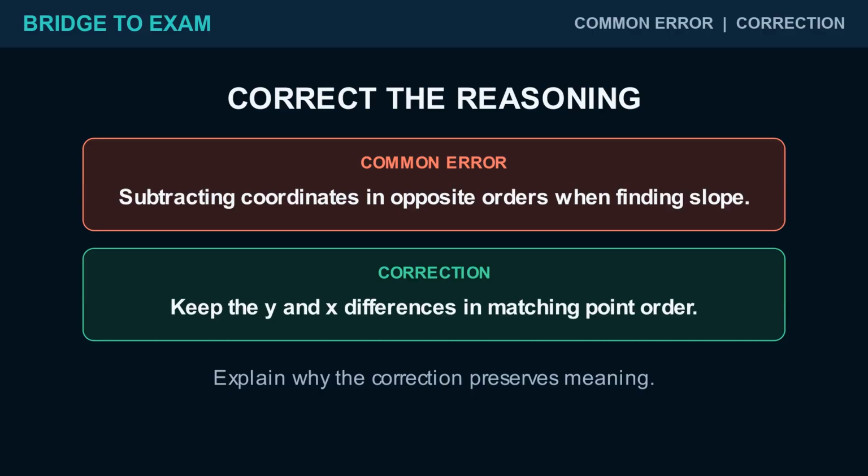Watch for this common error. Subtracting coordinates in opposite orders when finding slope. Correction. Keep the y and x differences in matching point order.